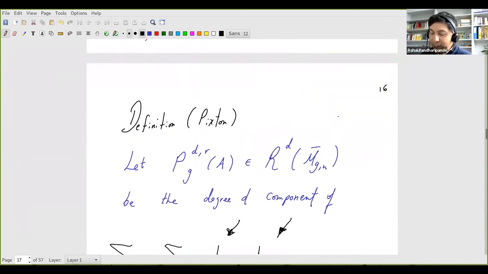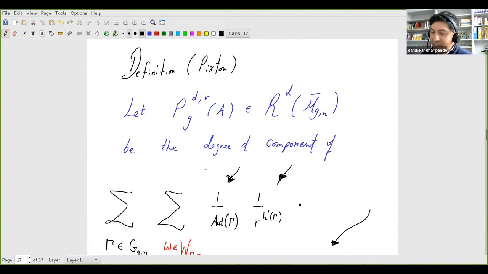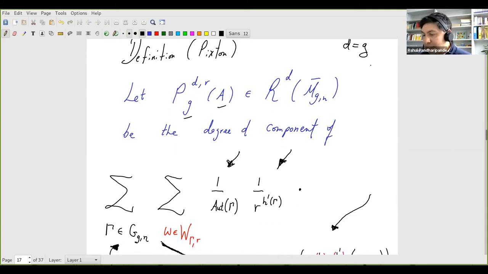It's a formula for writing a class in the tautological ring that depends on the data: the genus, the A's, and also the codimension, which we'll set later. We're interested in the D equals G case, because we're interested in codimension G. So we will do that, but this formula works for all D, and there's interest in other D.